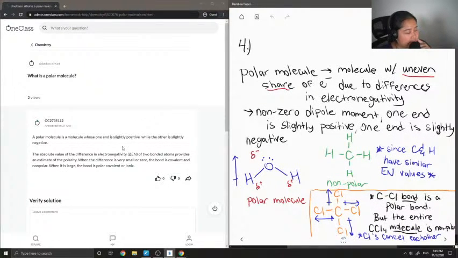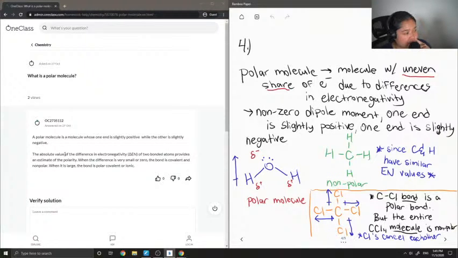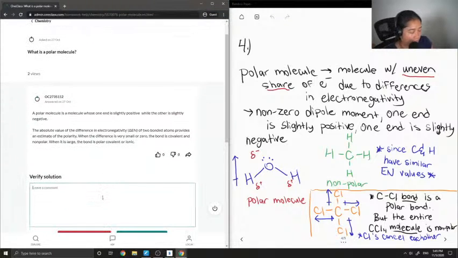Let's see what the junior tutor said. A polar molecule is a molecule whose one end is slightly positive while the other is slightly negative. The absolute value of the difference in electronegativity of two bonded atoms provides an estimate of polarity. When the difference is very small or zero, the bond is covalent and nonpolar. When it is large, the bond is polar, covalent, or ionic. So I'm also going to add that this solution is correct.